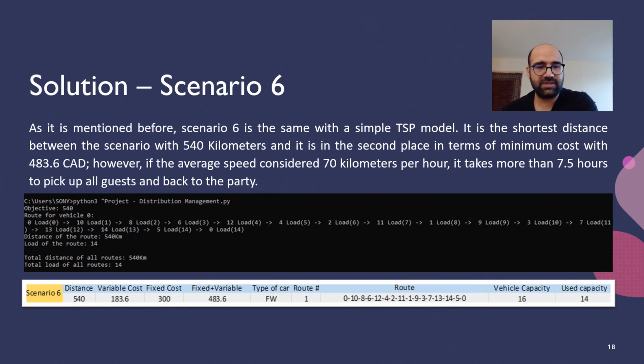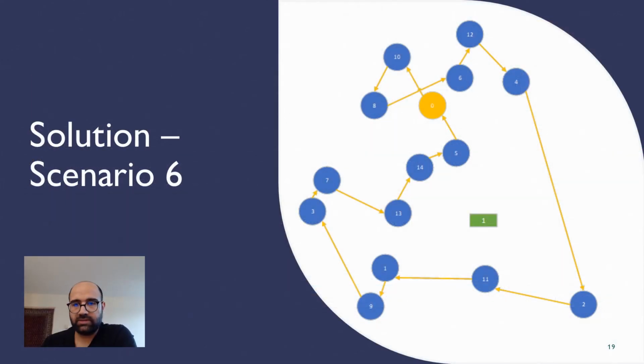Scenario number 6, as a TSP model, had a total cost of 483.6 Canadian dollars, and considering the speed of 70 kilometers per hour, it takes around 7.5 hours to pick up all of the guests and get back to the party. As you can see, here is the roadmap of scenario number 6, which is a TSP model.